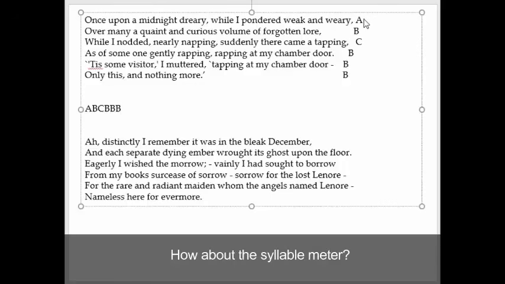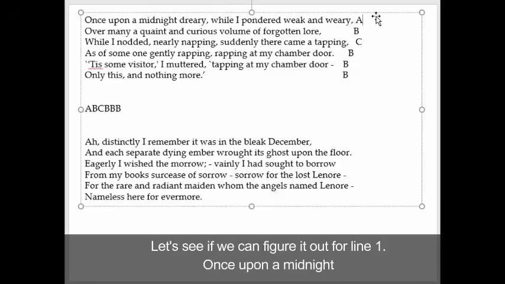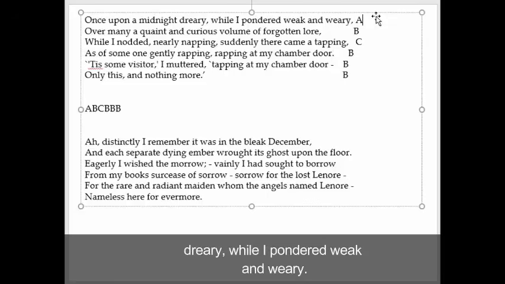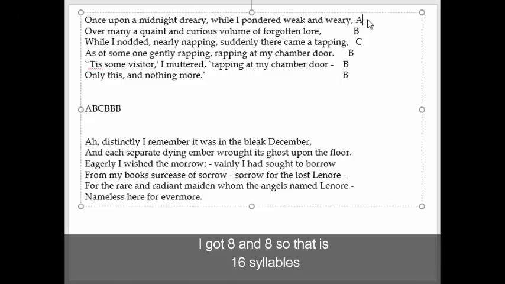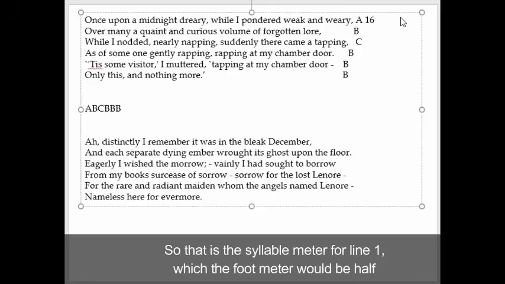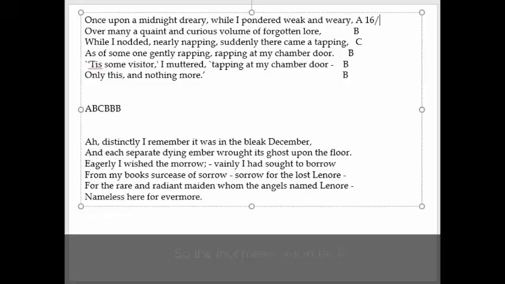How about the syllable meter? Let's see if we can figure it out for line 1. Once upon a midnight dreary, while I pondered weak and weary. So I got 8 and 8, so that is 16 syllables. So that is the syllable meter of line 1, which the foot meter would be half. So the foot meter would be 8.